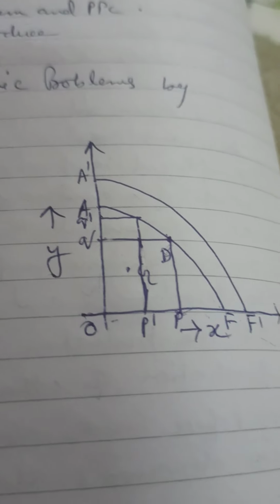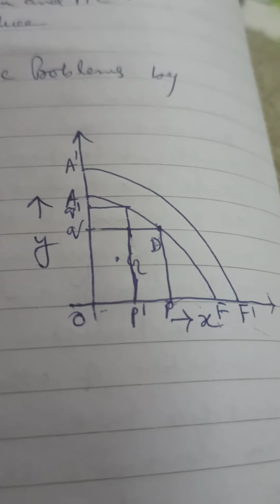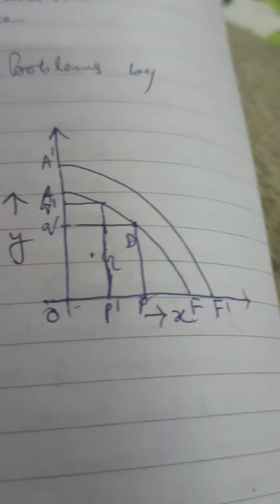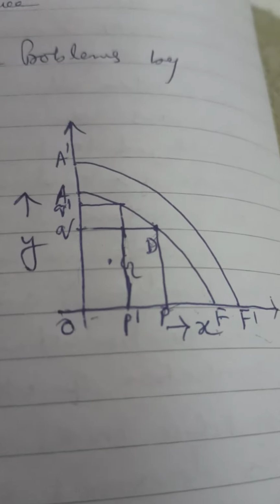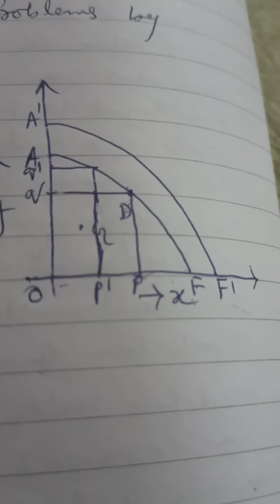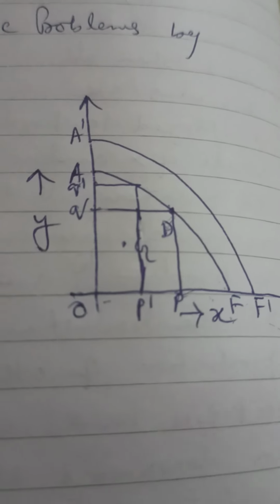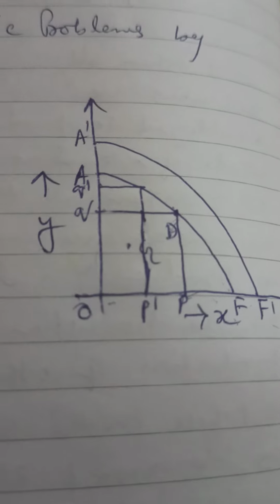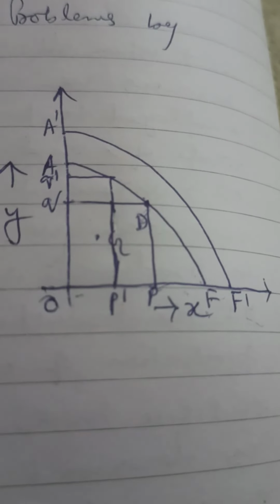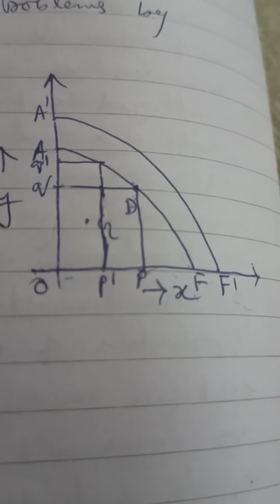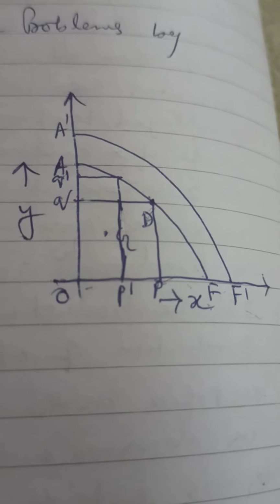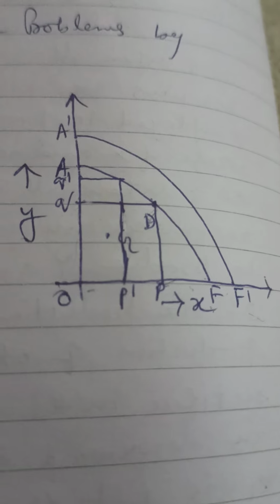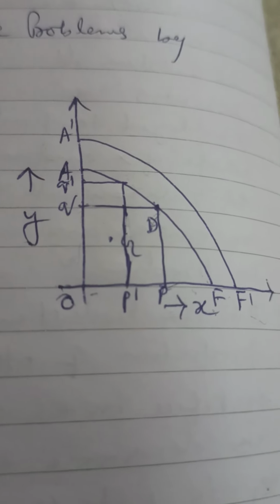Hello students. Yesterday we were completing the production possibility curve, how we can draw it and its basic features. Today we will be discussing the production possibility curve in which I have drawn this diagram. A dashed F is one production possibility curve and A dash F dash is another production possibility curve.